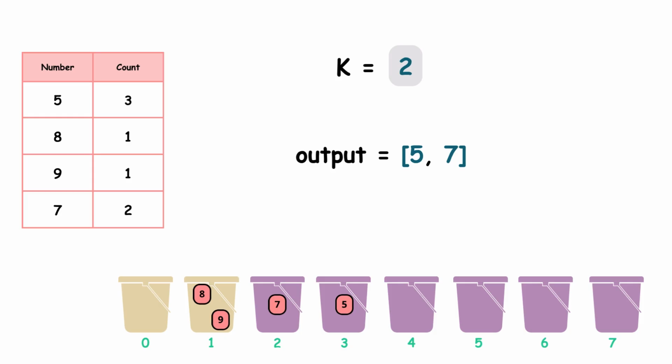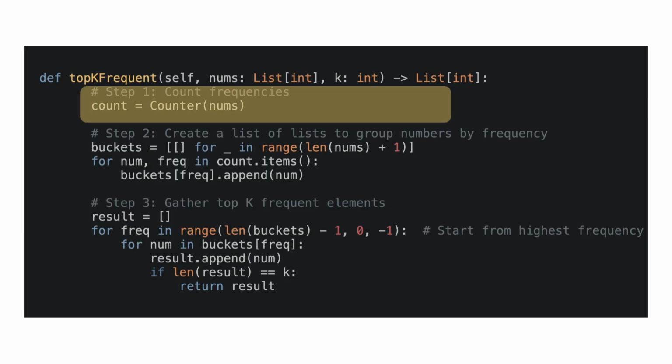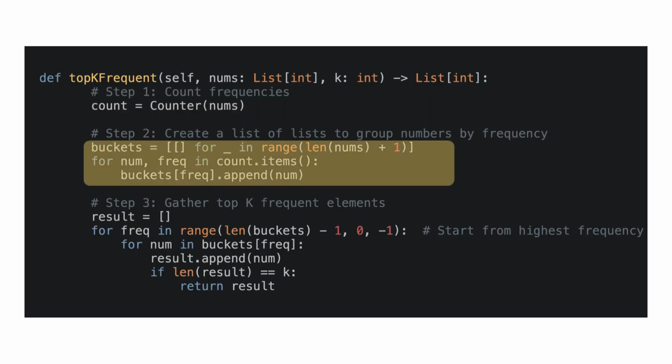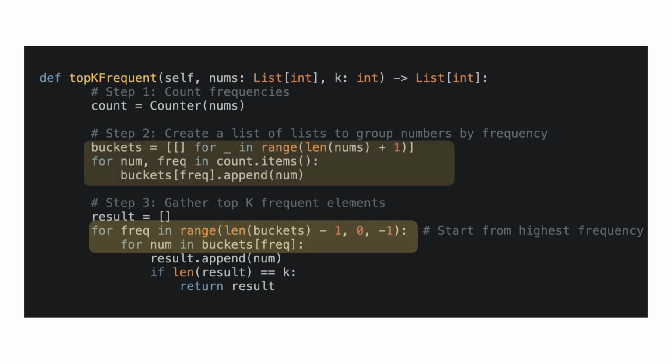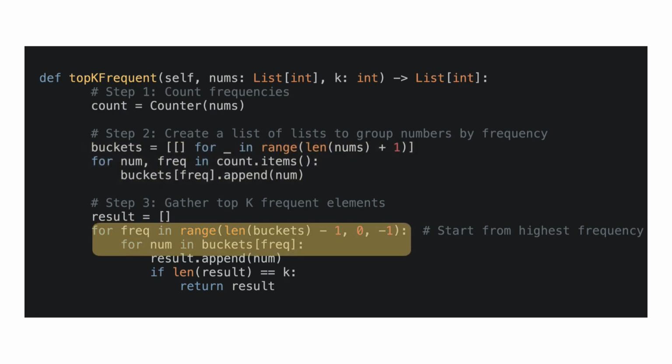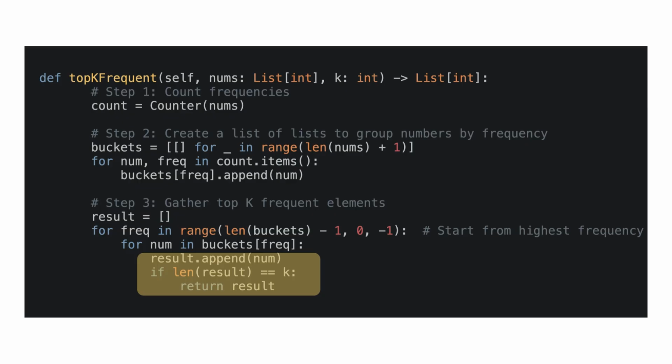Let's go over the code for this approach. We use Counter again to get a hash map of the number and its count. Here we create a list of lists where the index i holds all the numbers that appear exactly i times. We walk through the array in reverse, starting from the highest count, and collect numbers and append them to the result list. If the length of the result list is equal to k, we return it.